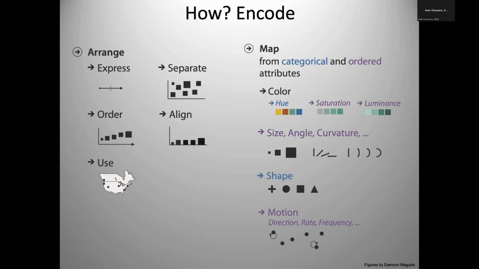We have different ways to use visual properties to map these things. If we have a categorical attribute, we can use the hue to map it. If we have ordered attributes, we can use the saturation or luminance to map it. If we have ordinal attributes, we can use size, angle, and curvature to map it. If we have categorical attributes, we can again use the shape to map it. And not very often used, but sometimes we can also use motion to map an ordered attribute. So that essentially provides us the ingredients to create a visualization from underlying data.